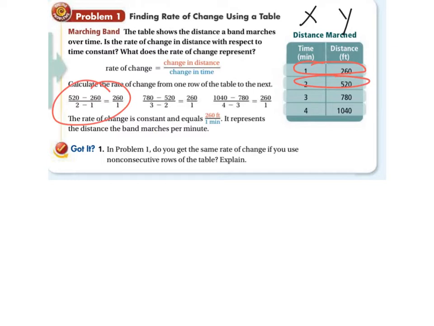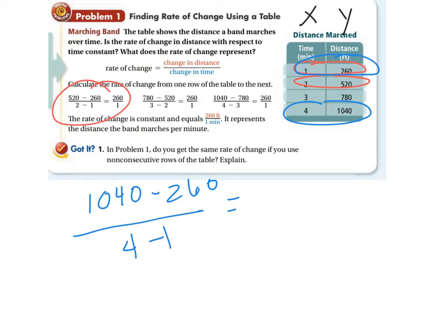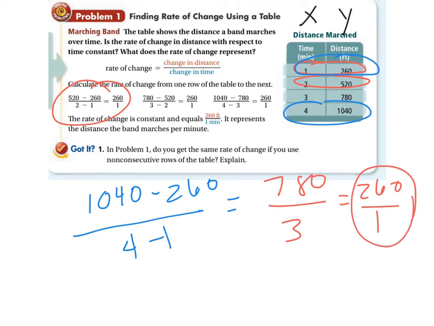Anyway, in problem 1, do you get the same rate of change if you use non-consecutive rows of the table? What that means is if I pick two other ones that aren't next to each other. So if I pick this one and then this one again. Let's do that here real quick. So that gives me 1040 minus 260 over 4 minus 1. You could reverse it too, you just would add a negative over a negative. And when you subtract, that gives you 780 over 3, and that obviously is going to reduce to 260 over 1. So yes, the whole point is if it's a straight line, no curving or anything, the rate of change stays constant over the entire line. So that's a rule.